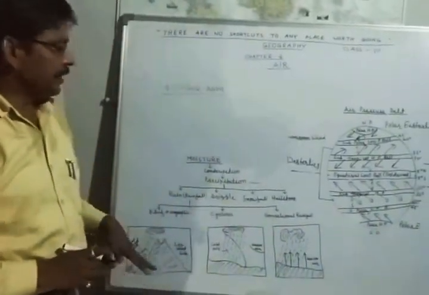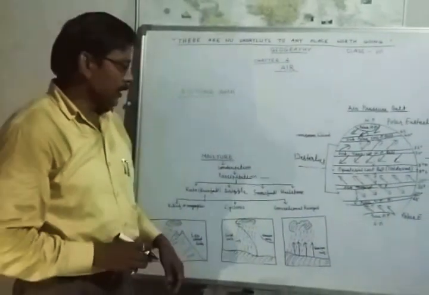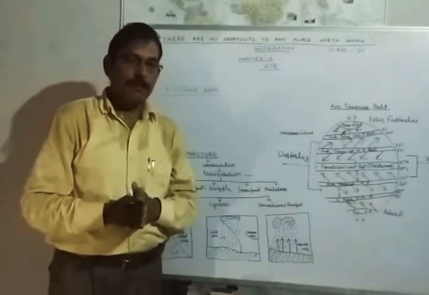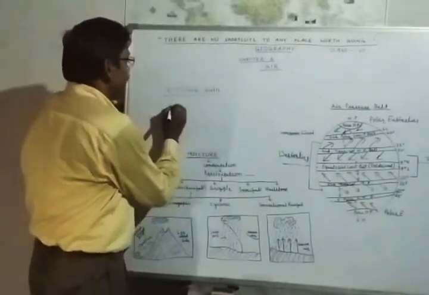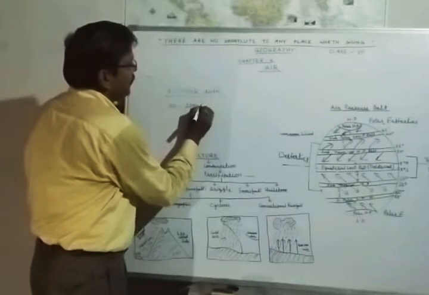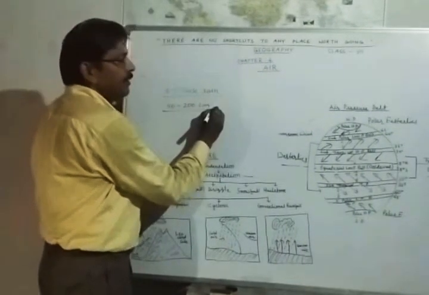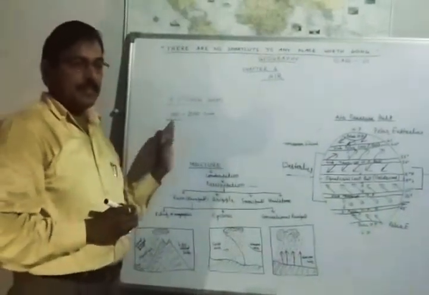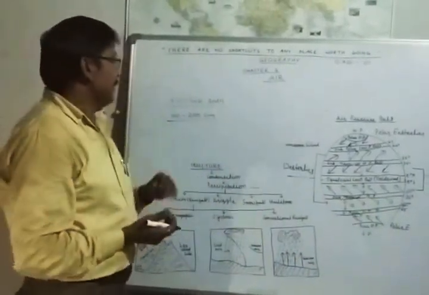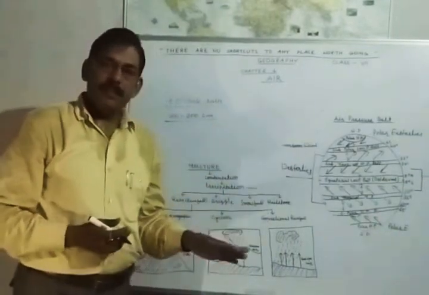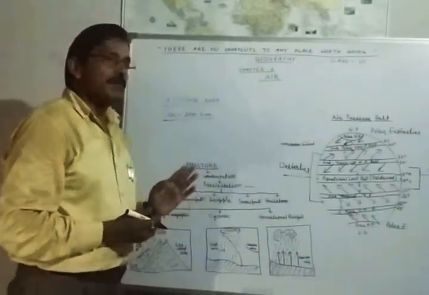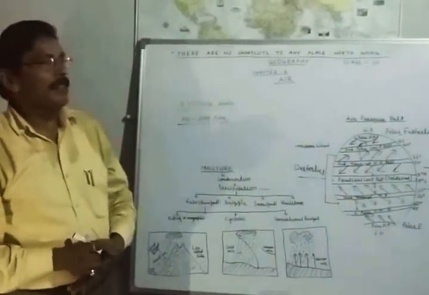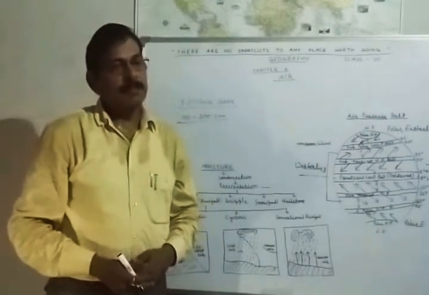Okay children, so these are the different types of rainfall. Now my last topic: rainfall is very useful for human beings. Rainfall between 100 to 200 centimeter is sufficient rainfall, that is useful rainfall. If rainfall is less than 100 centimeter, it may cause drought. If rainfall is more than 200 centimeter, it may cause floods. So sufficient rainfall is good for the development of plants, animals and human beings.